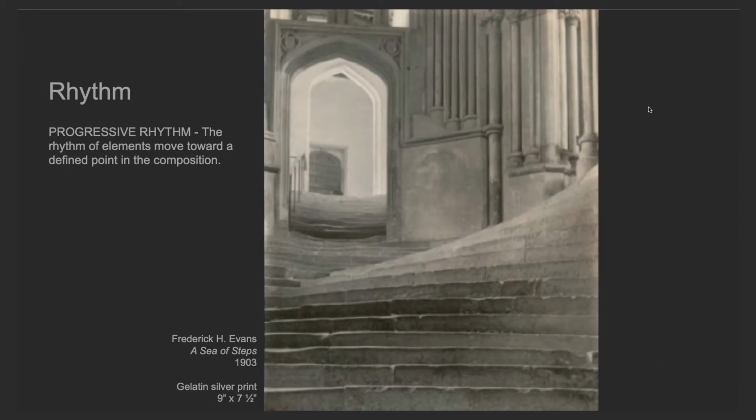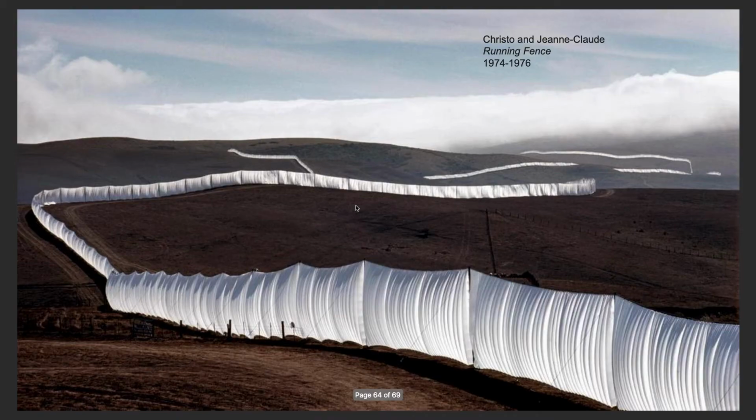Progressive rhythm is when elements become predictably closer or farther apart. So we have the stair steps here that are of a certain height and distance, top to bottom, but they become closer together as they go to the top. Again, a rhythm where we are expecting the poles for this fence to be in predictable places going all the way through the landscape.